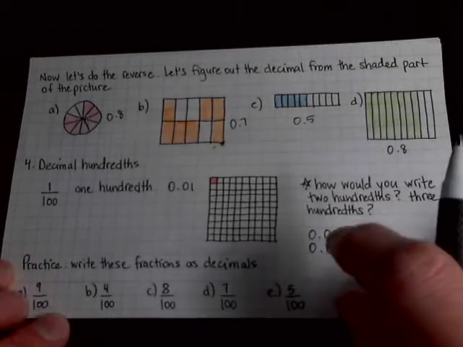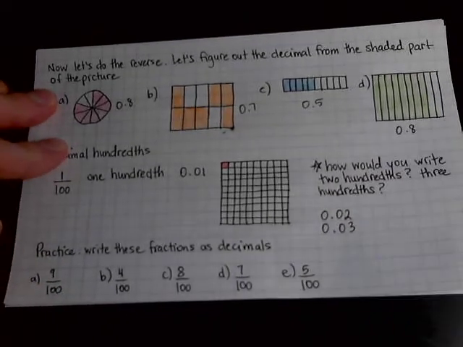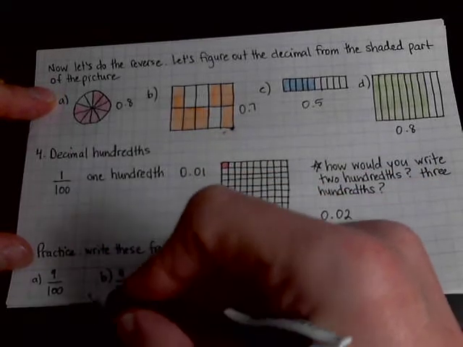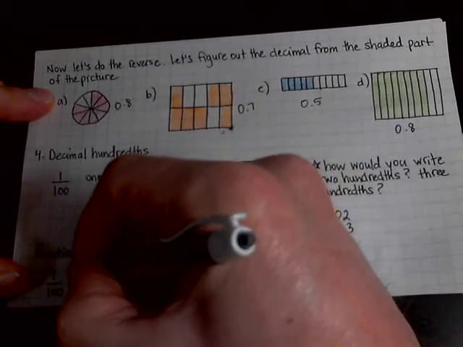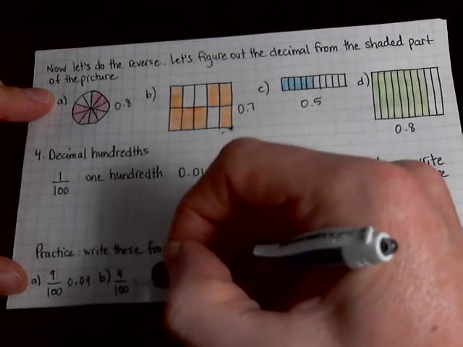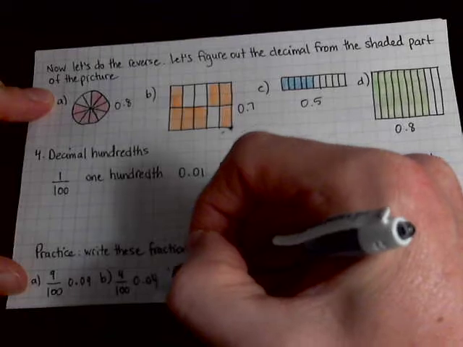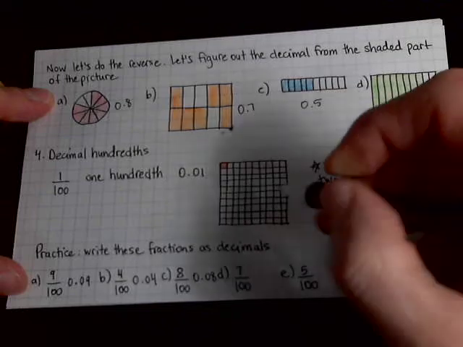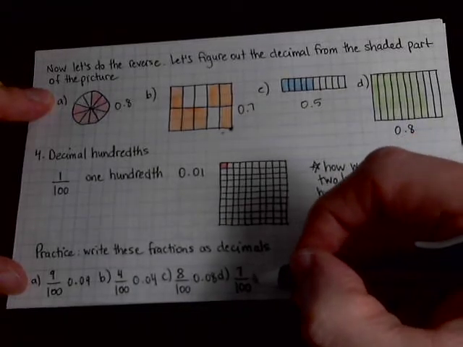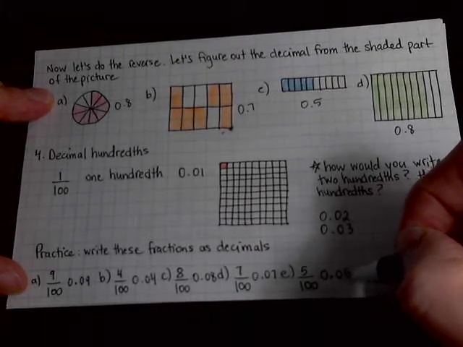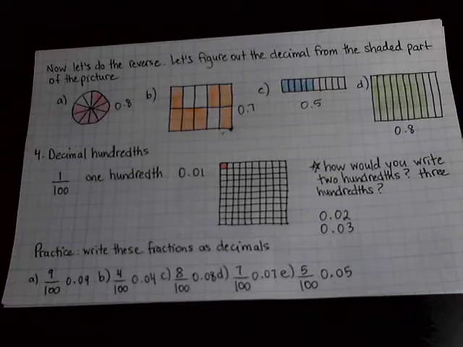0.03, just like that. Then at the bottom we see some practice to write some decimal hundredths. It's a little bit hard to see, but that's 9 over 100. So we would write that 0.09. And then we would write this one, 4 over 100, as 0.04. 8 over 100 would get written as 0.08. 7 over 100 would get written as 0.07. And then 5 over 100 would get written as 0.05.